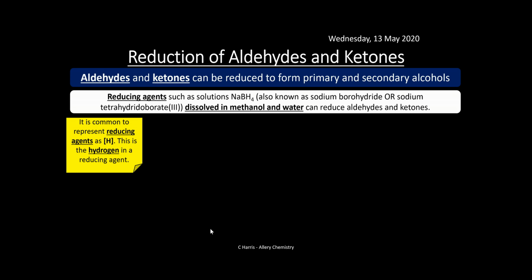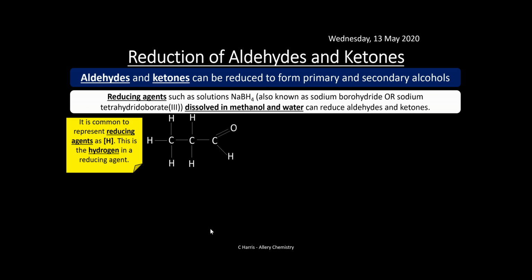It might be easier, and you may have seen this already, that it's common to use the symbol H in a square bracket to show a reducing agent. This is the hydrogen in the reducing agent, and that's why we use H. Just like you may see an O in a square bracket to represent an oxidizing agent. So if you see the H in the square bracket, it just represents the reducing agent.